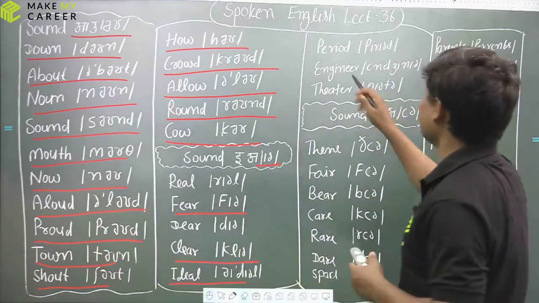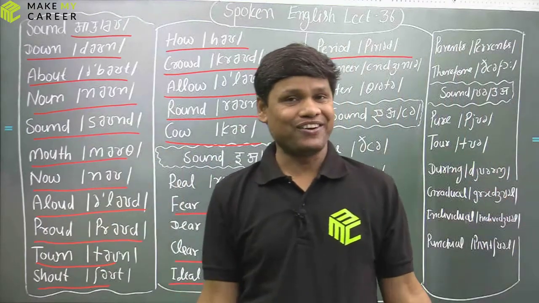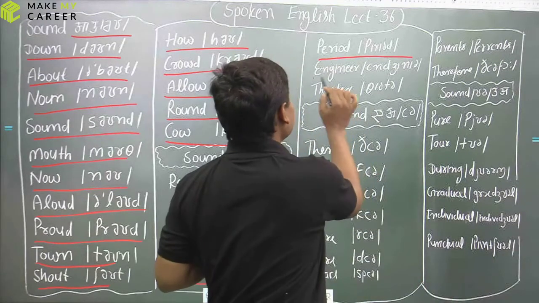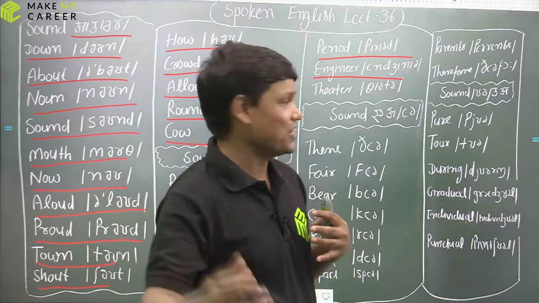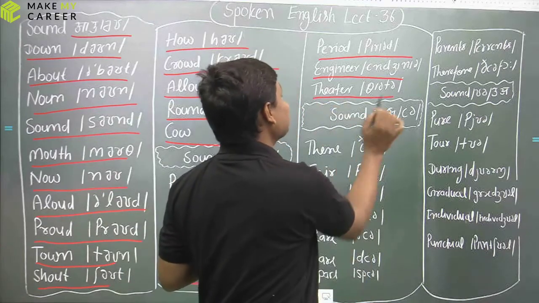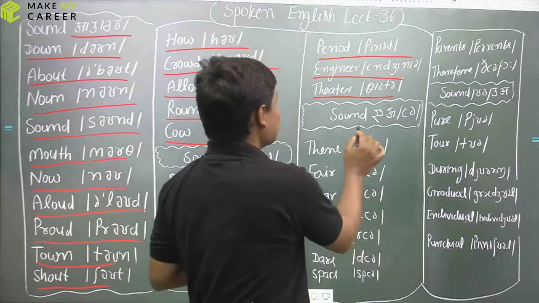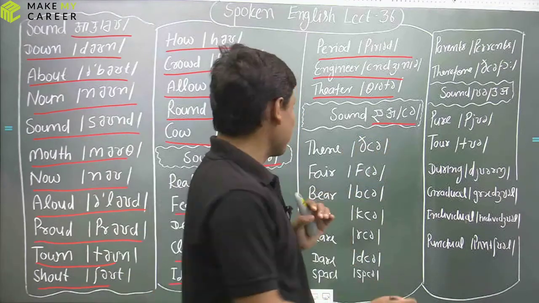Okay. Next one is period. This is my 34th period. This is my 35th period. Okay. Now engineer. Engineer. Next one is, guys, theater. Theater. Next one is sound A and O. Right? So please repeat after me.